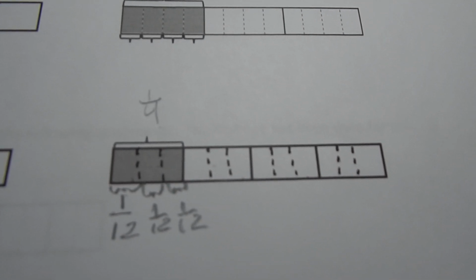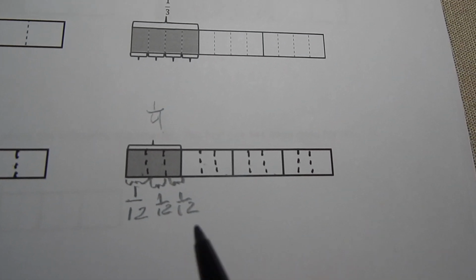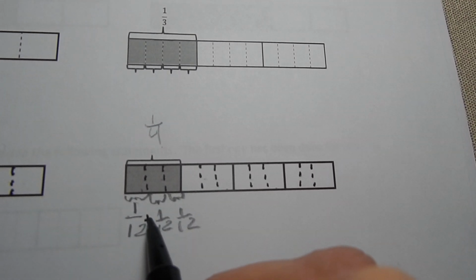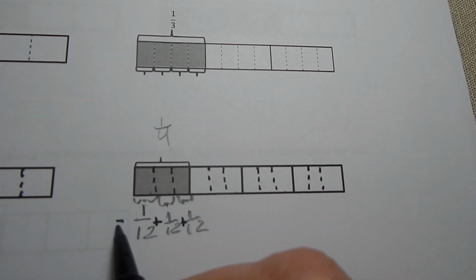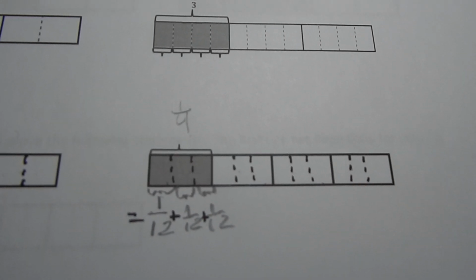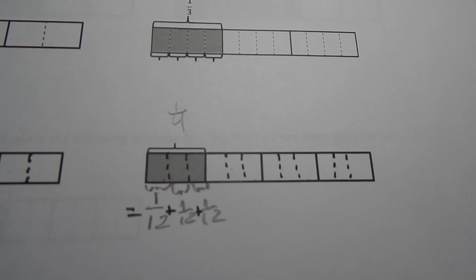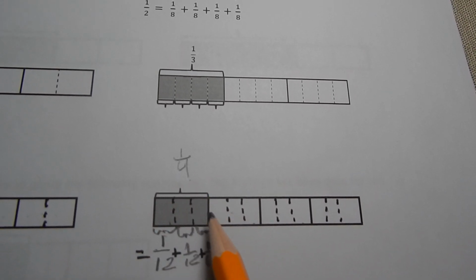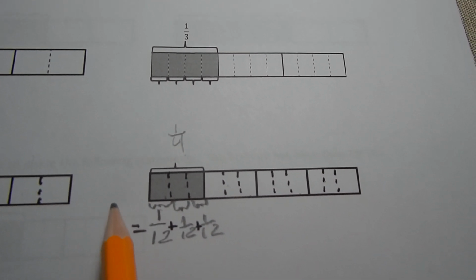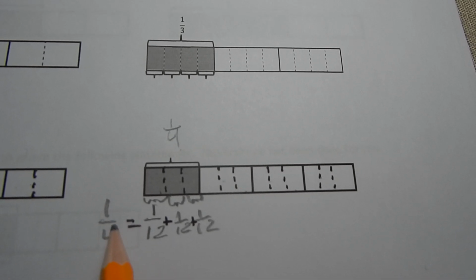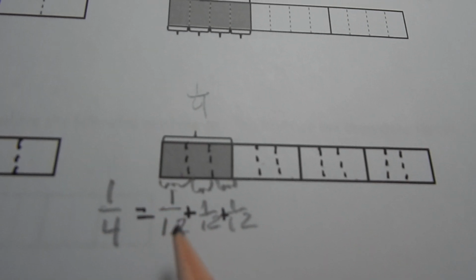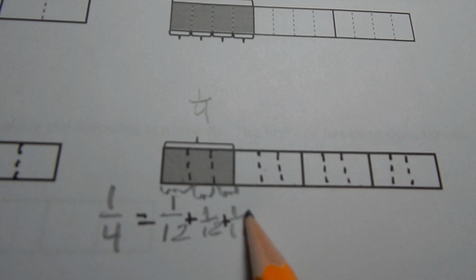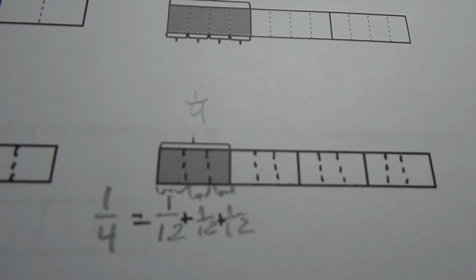And then just to make it a little clearer, I'm going to go ahead and put my addition symbols in between them like this. And what we know is that that is equal to what we started with before, which was a 1/4 when we had it divided into fourths. So I'm going to go ahead and write that that's equal to a 1/4. So now I know that 1, 2, 3 twelfths is equal to 1/4.